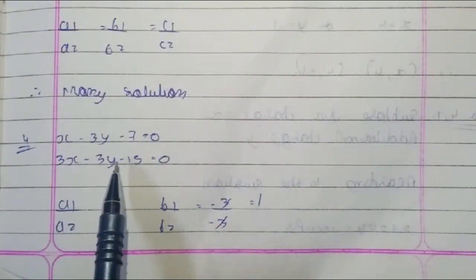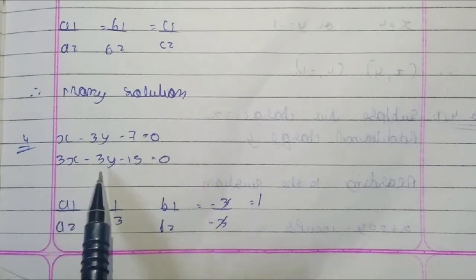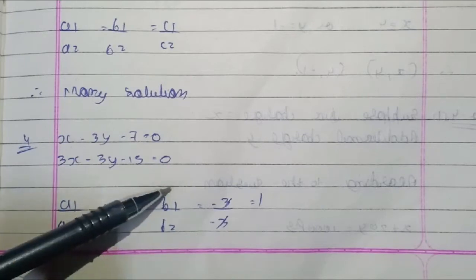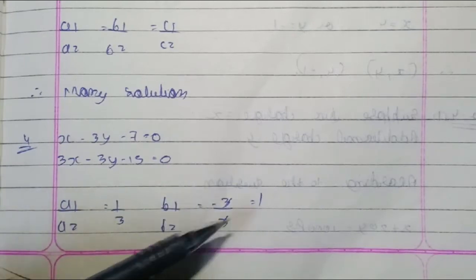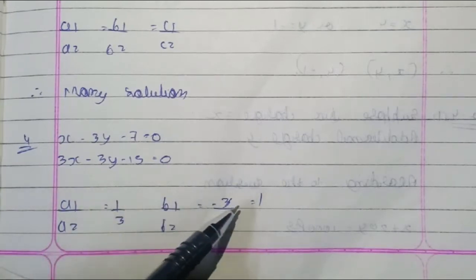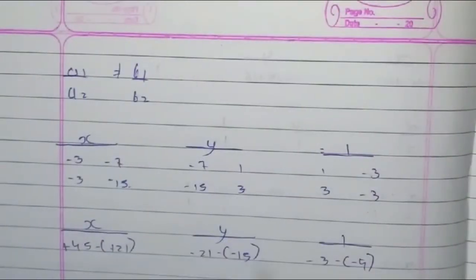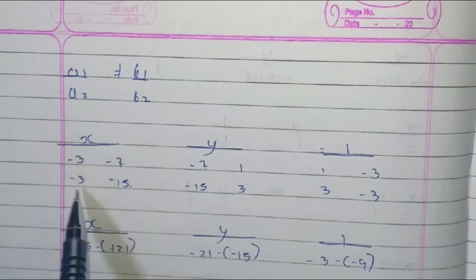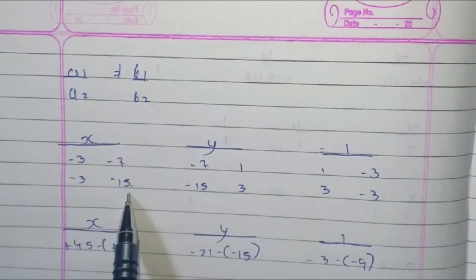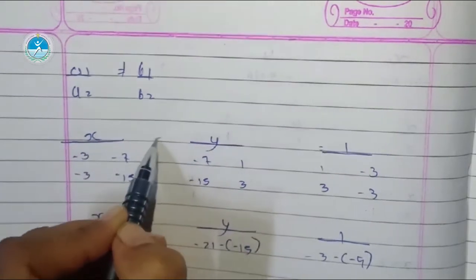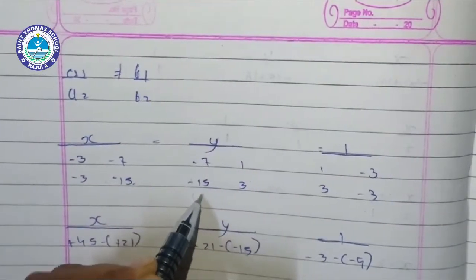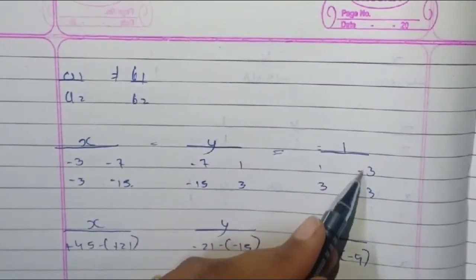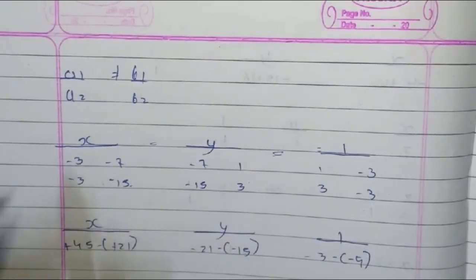Now question number 4. x minus 3y minus 7 is equal to 0. 3x minus 3y minus 15 is equal to 0. So a1 by a2 is equal to 1 by 3 and b1 by b2 is equal to minus 3 by minus 3, so 1. So a1 by a2 is not equal to b1 by b2. So there is a unique solution. So x divided by minus 3 comma minus 7 over minus 3 comma minus 15 is equal to y by minus 7 comma 1 over minus 15 comma 3 is equal to 1 by 1 comma minus 3 over 3 comma minus 3.